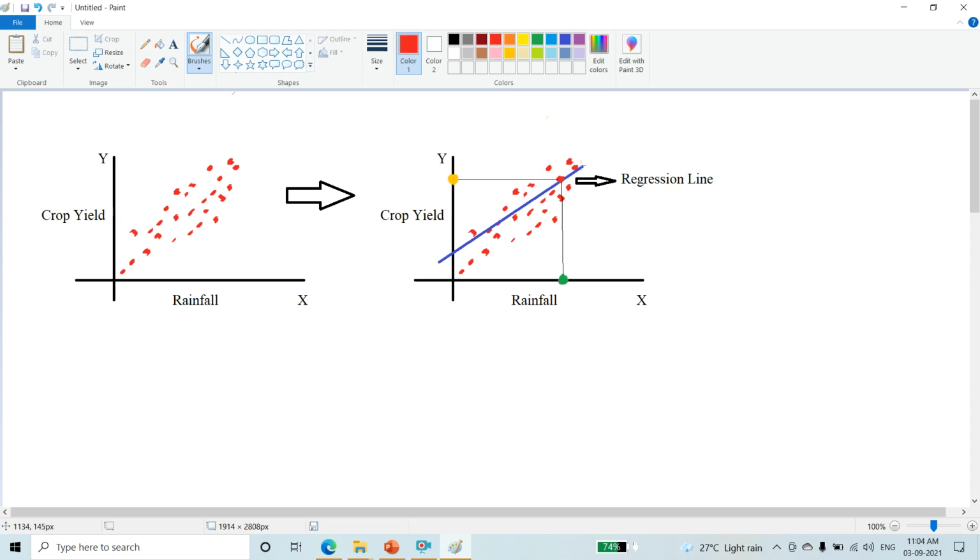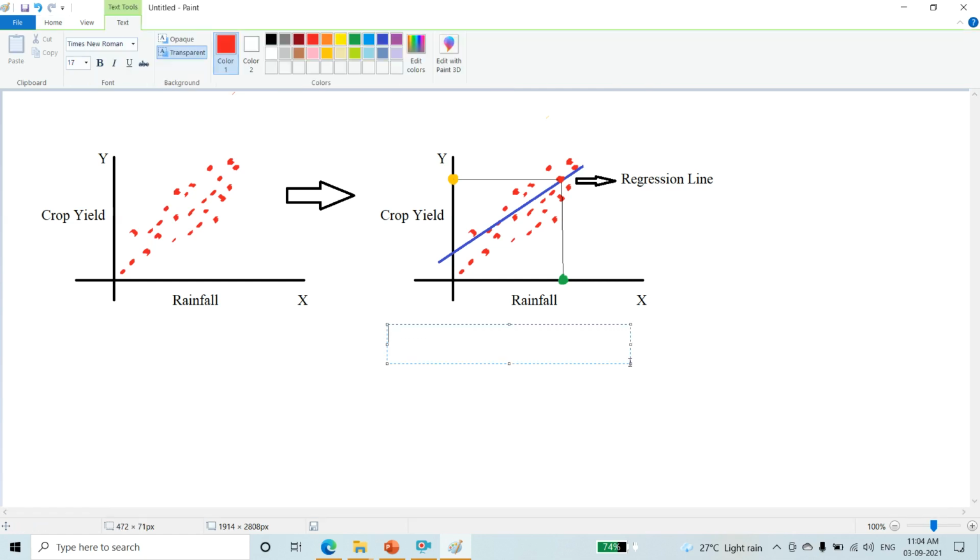Here, sorry, not red, the yellow point on the y-axis is the crop yield. We can expect the amount of rainfall, that is our x-axis, represented by the green dot. If we have an idea about the amount of rainfall for a year, then we can predict how plentiful our crop will be.